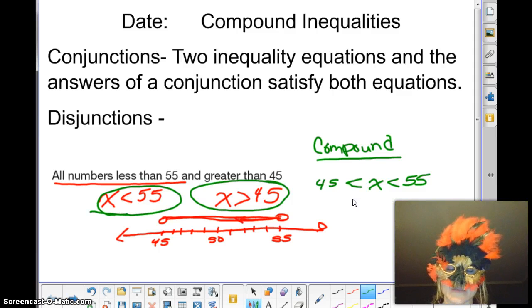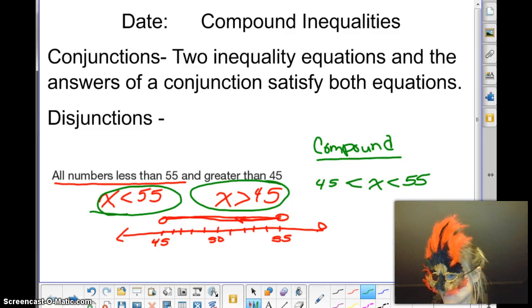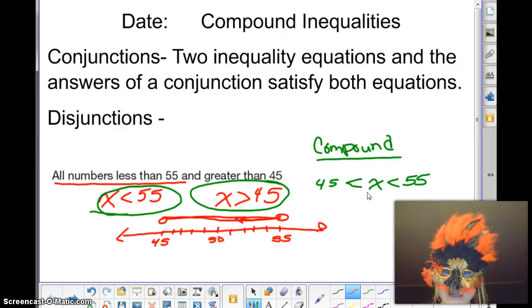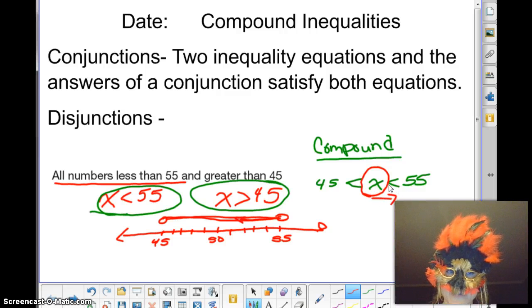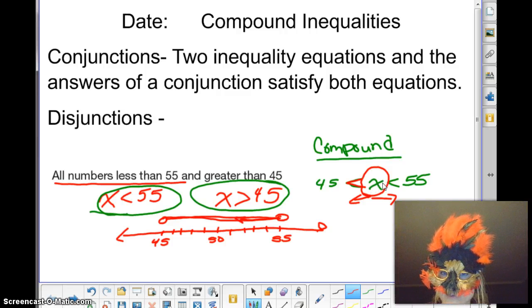Now some of you might take a minute and say, what do you mean greater? This is less than. When you're dealing with compound inequalities and you're dealing with x's, you always read from the position of the x. So here's my x. If I look to the right, this says x is less than 55, which is what I have here. Now when I go to the left, I read it this direction. So I read x is greater than 45, which is this part. So it's almost like you're reading it right to left and then left to right.